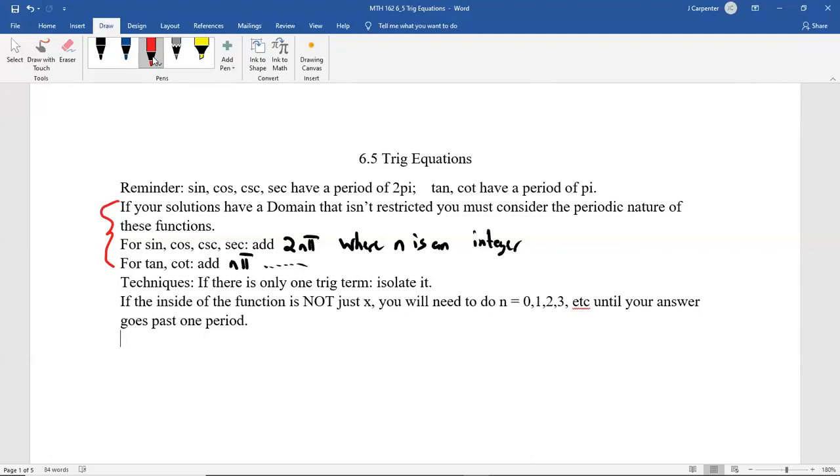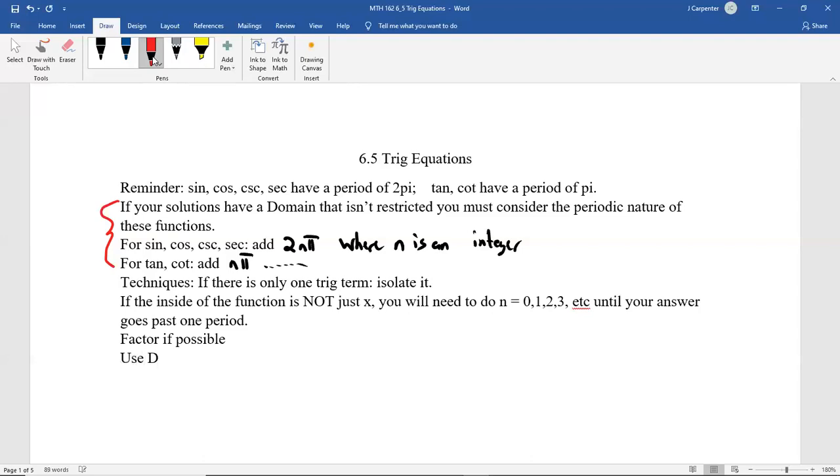Let's see, and that's until you go past one period. So once your answers go past 360 degrees or 180 degrees, depending on which trig function you're using, then you're just going to be repeating yourself, basically. So then you just say, well, I'll add the n pi or 2 n pi, or don't, depending on the scenario. Okay, factor if possible, that can help us.